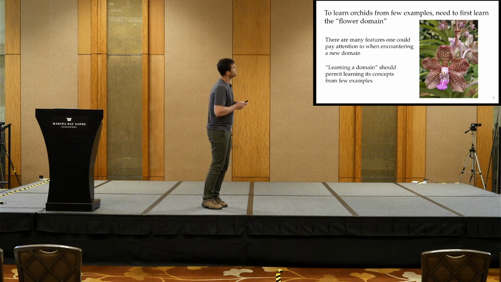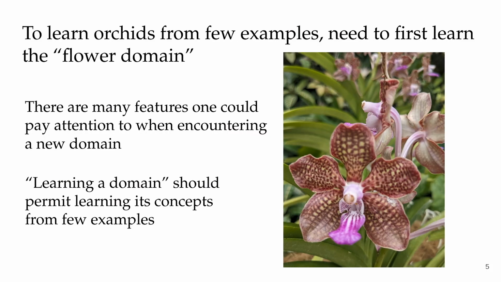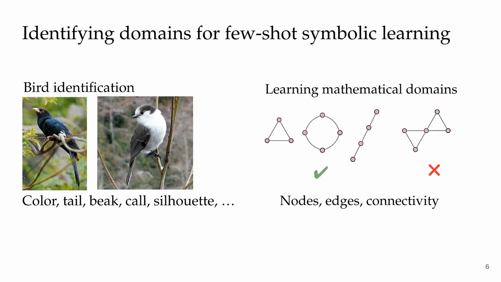So the idea is that to do this kind of few-shot symbolic learning, classifying things in terms of their features, I had to understand something about the domain first. There's simply too many features to consider as a newcomer, right? And learning the domain should somehow permit learning concepts from few examples, right? I think this is kind of pervasive. People tell me in bird identification, it's sort of similar. There's all these things that you learn to look for on the bird to classify them, right?